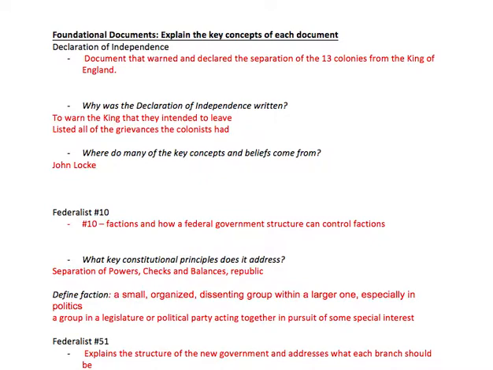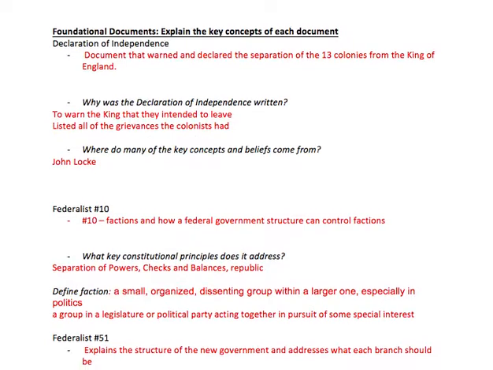Now taking a look at some of the foundational documents. Declaration of Independence. Again, it warned and declared the separation of 13 colonies from the King of England. It wrote down all their grievances, what they intended to do if things didn't change. Again, a lot of their key concepts do come from John Locke.